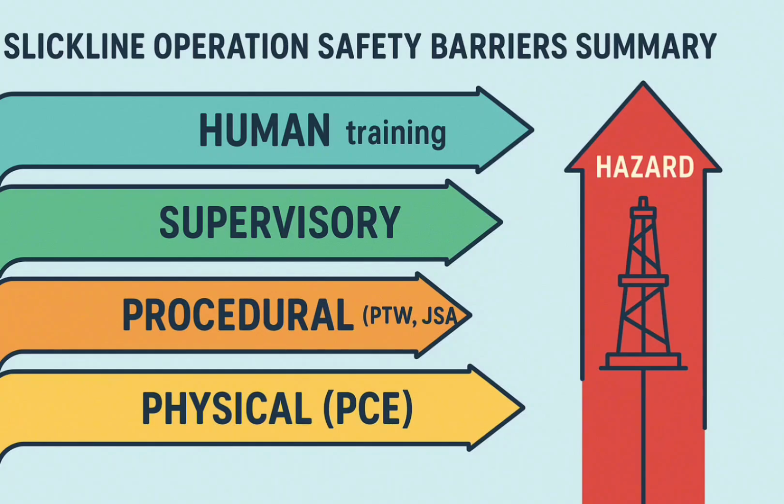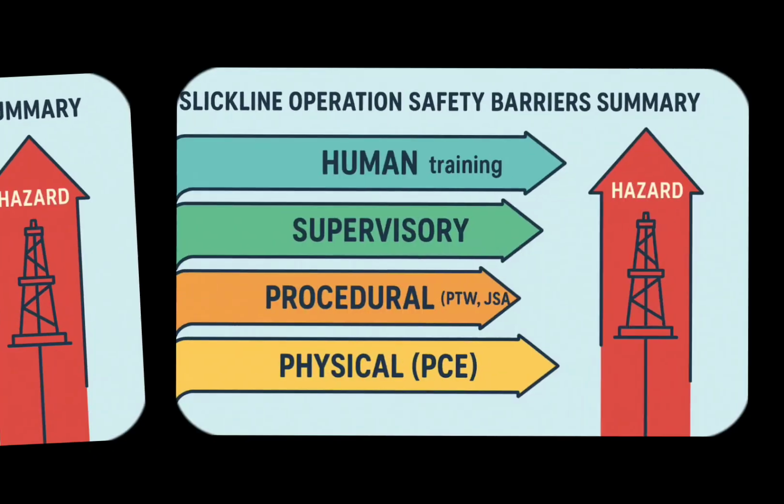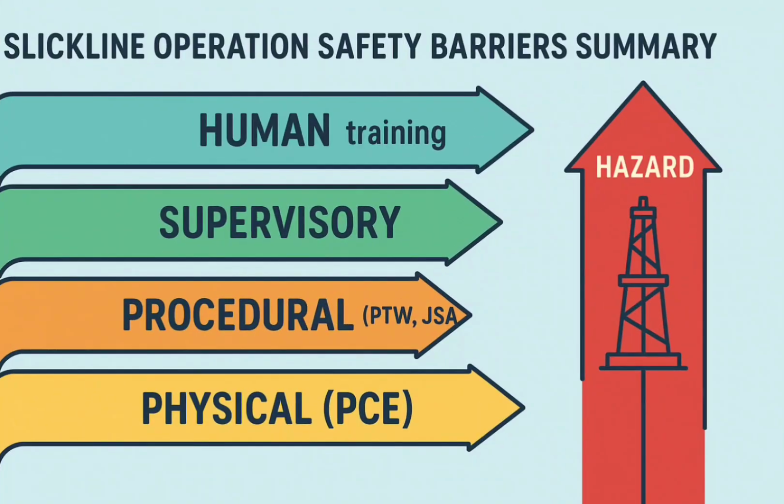These barriers must be tested, inspected, and verified before and during operations. Pressure control equipment is pressure tested before exposure to well pressure, and all lifting devices are inspected for integrity and certification validity. Procedural barriers. Procedural barriers are the documented steps, permits, and checklists that ensure every operation follows a controlled and verified process.